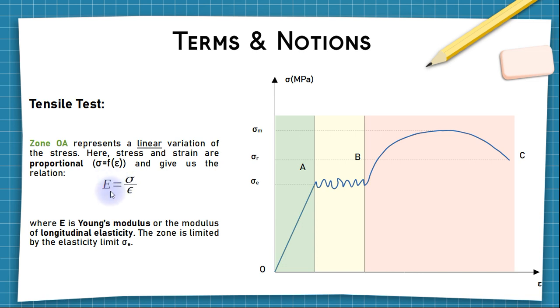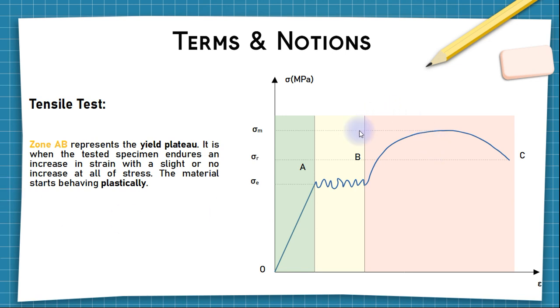And that gives us the relation E, Young's modulus, equal to sigma over epsilon, where E is Young's modulus or the modulus of longitudinal elasticity. The zone is limited by the elasticity limit sigma E. So here is where sigma E is, and this is the last elastic point in the curve.